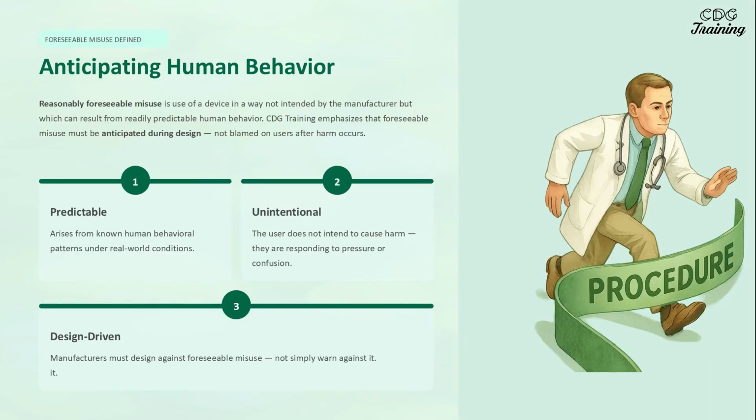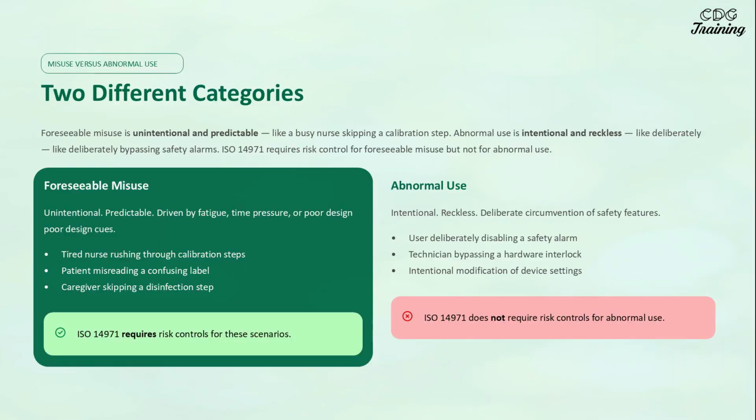Reasonably foreseeable misuse arises from predictable human behavior. It's crucial to anticipate these during design, not blame users after harm occurs. Design must account for human tendencies. Foreseeable misuse is unintentional and predictable, like skipping a calibration step. Abnormal use is intentional and reckless. ISO 14971 requires risk controls for foreseeable misuse, not abnormal use.